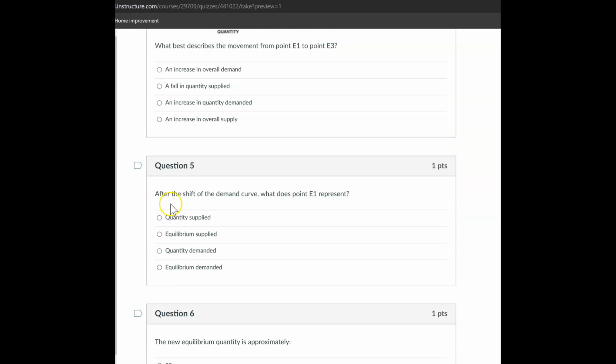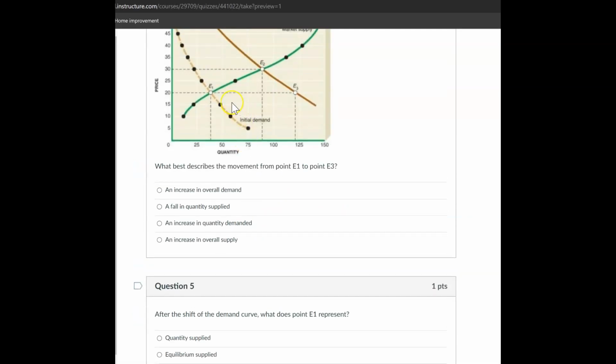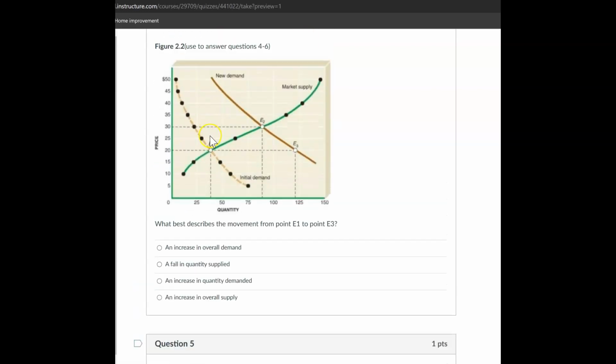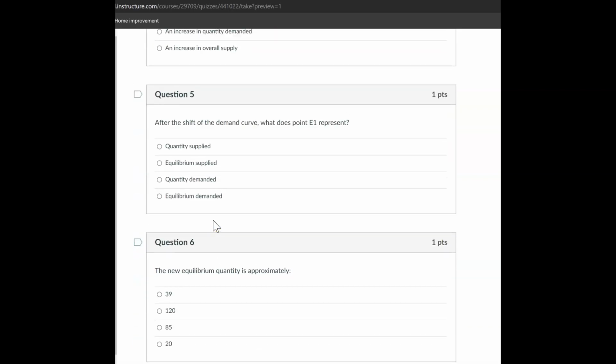And then basically, for 5, after the shift of the demand curve, what does E1 represent? So, you're starting here, then the demand curve shifts from here to here. Now, E1 represented something with the old demand curve. So in other words, what does equilibrium here represent? Well, it represents both quantity supplied and quantity demanded. If the demand curve shifts from here to here, does this still represent quantity supplied and quantity demanded? You have to decide which one that is.